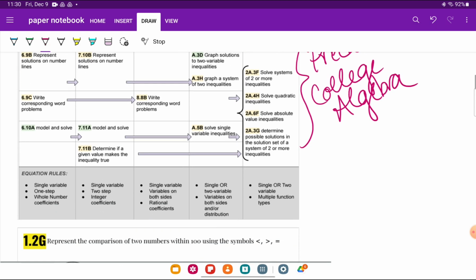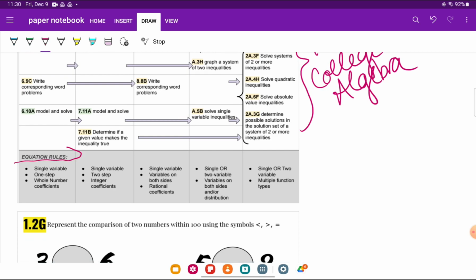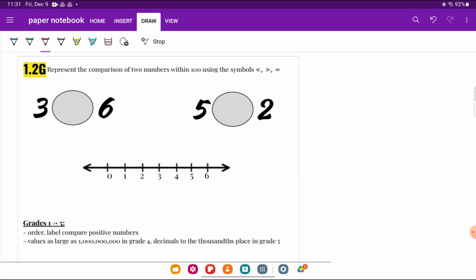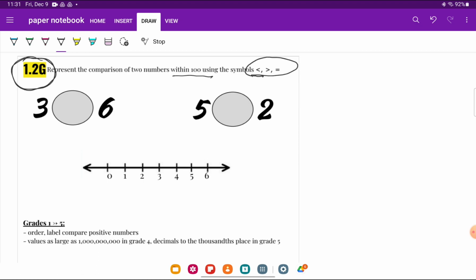All of the inequality solving we do is based on the same rules as the equations that layer year by year. So in sixth grade, for example, every equation is a single variable. It is only one step to solve, and the coefficients are all whole numbers. And then it builds from there. Inequalities, however, start in first grade. In first grade, they look within 100 and they compare using less than, greater than, and equal to.